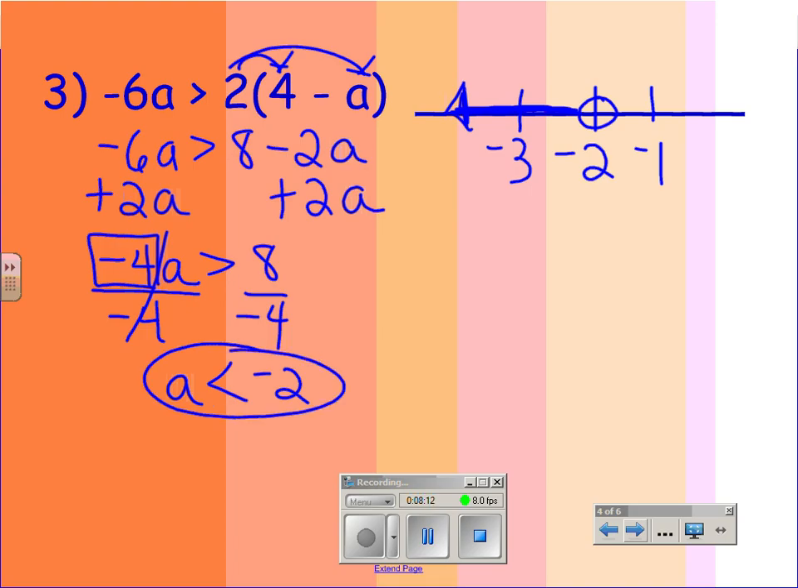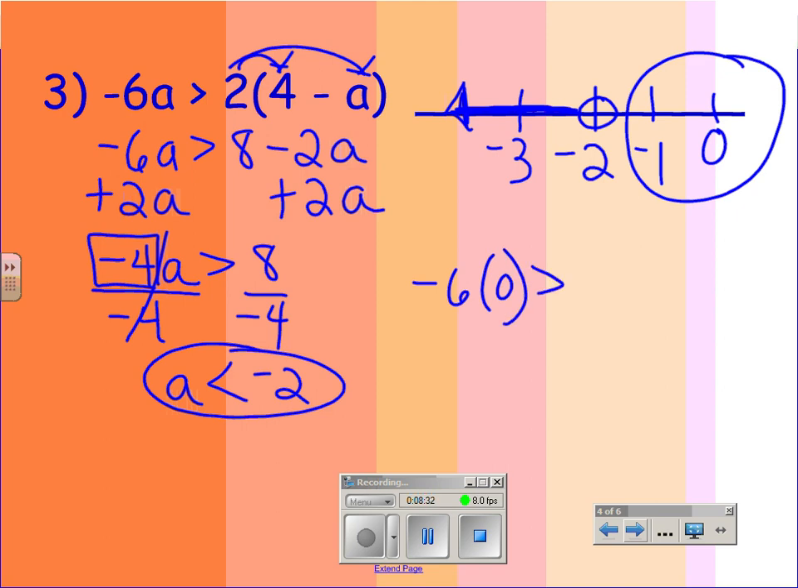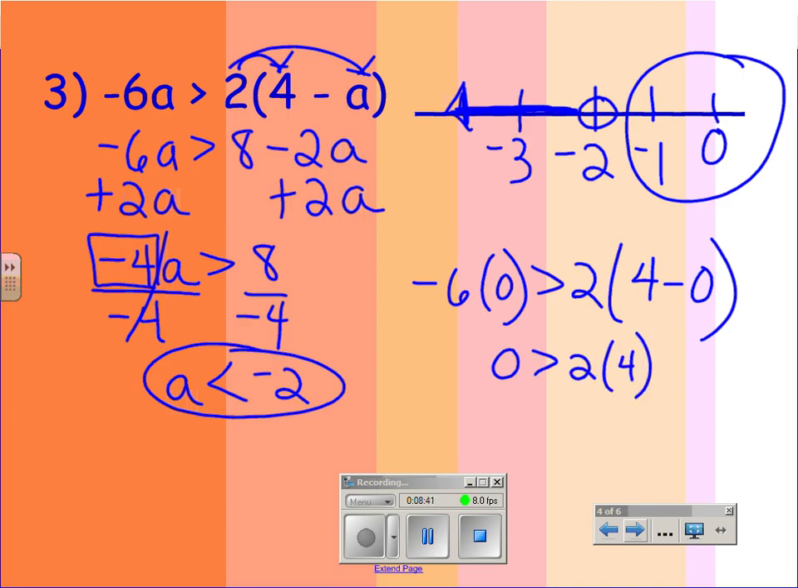Now, if we did not flip the sign, then this would be incorrect. So let's choose a number that is greater than -2 somewhere out here as a solution. I'm just going to use 0 because that's always a nice number to substitute in. So if I was checking, -6 times 0 is greater than 2 times 4 minus 0. And what happens? 0 is greater than 2 times 4. 0 is greater than 8. We can see that that statement is false.